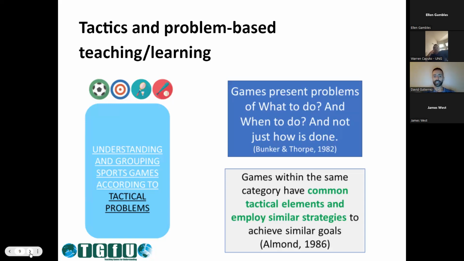Understanding and grouping sport games according to tactical problems should be the first step for a teacher or coach who wants to understand and use a game-based approach, because the rest of the elements will depend on this understanding.